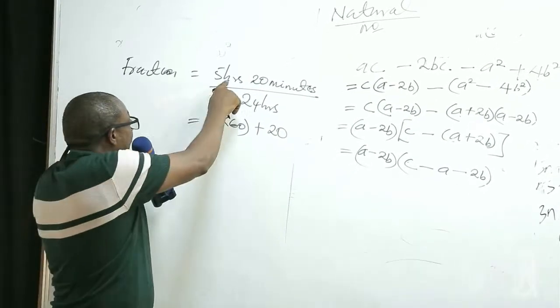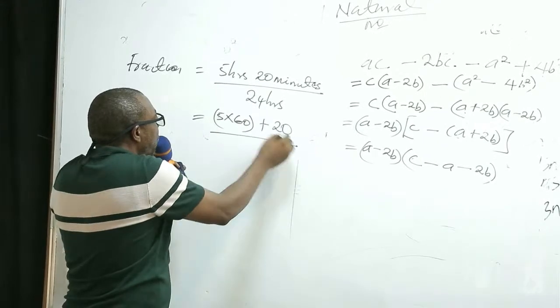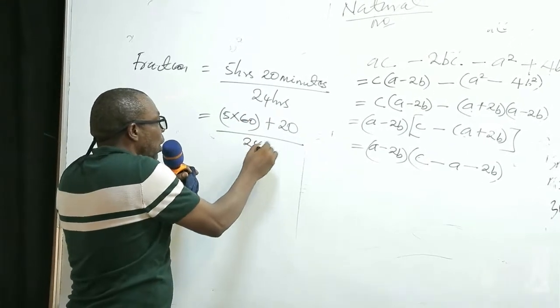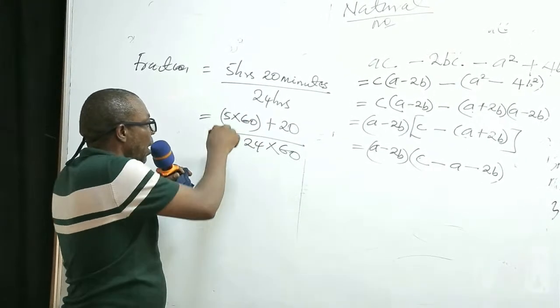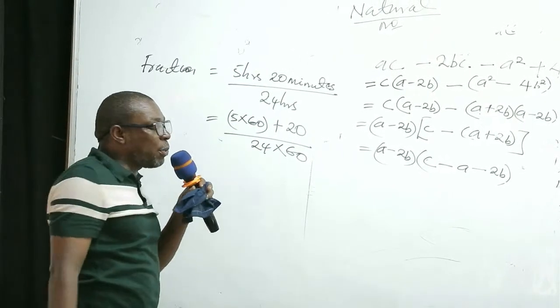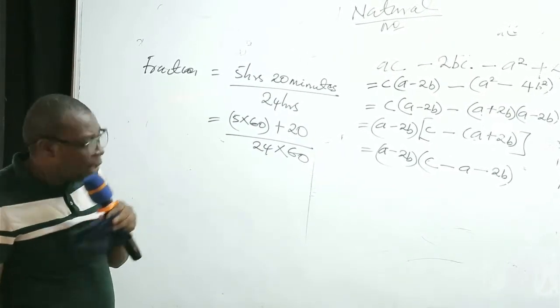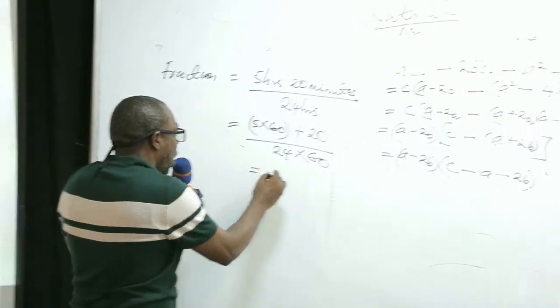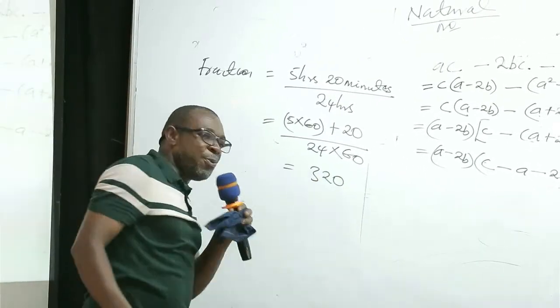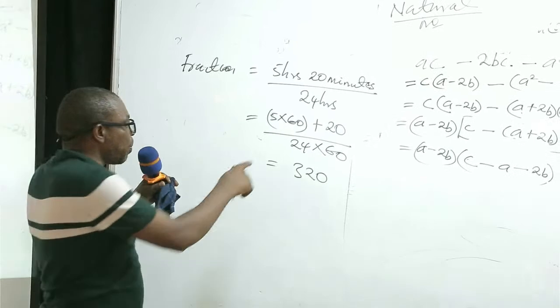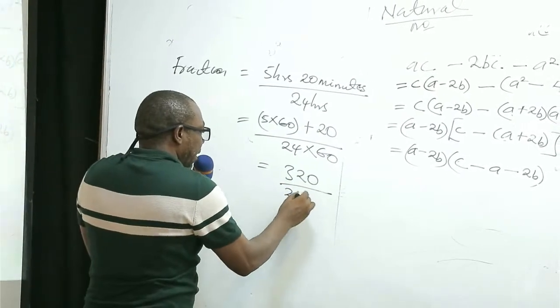I'm changing these hours to minutes. Everything, I have to change to minutes. 24 times what? 5 times 60 gives us 300, plus 20. If I were you, I would not multiply this out. I will leave it that way.